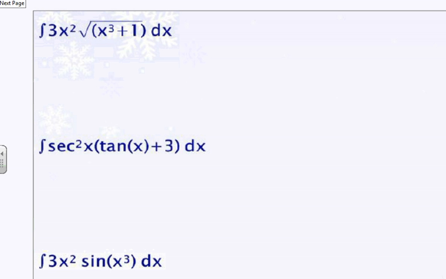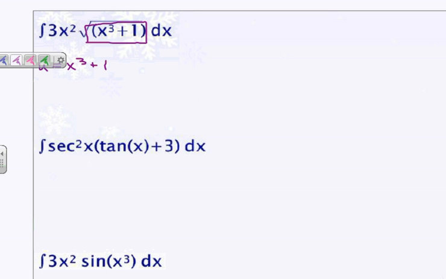Okay, so now example 2, we have the integral of 3x squared times the square root of x cubed plus 1. Okay, so again, the first thing you want to do is identify what was that inside function. We see the outside function of the original problem had something to do with a square root. The inside of that was x cubed plus 1. So again, the inside is going to be your u. So u is going to be equal to x cubed plus 1.